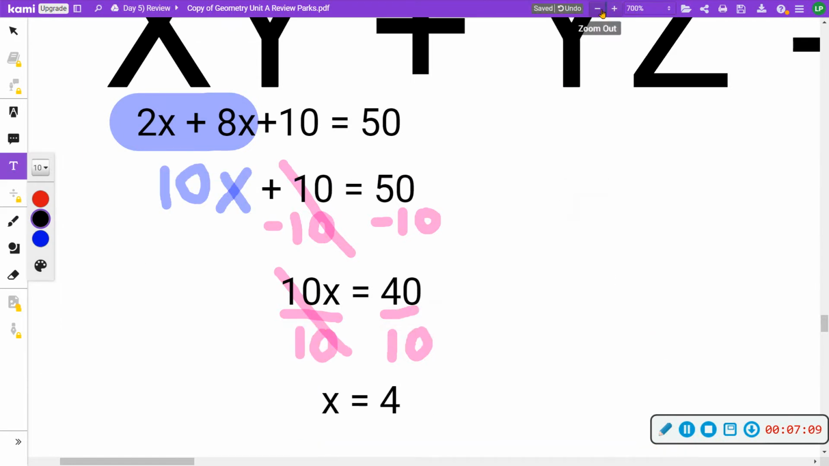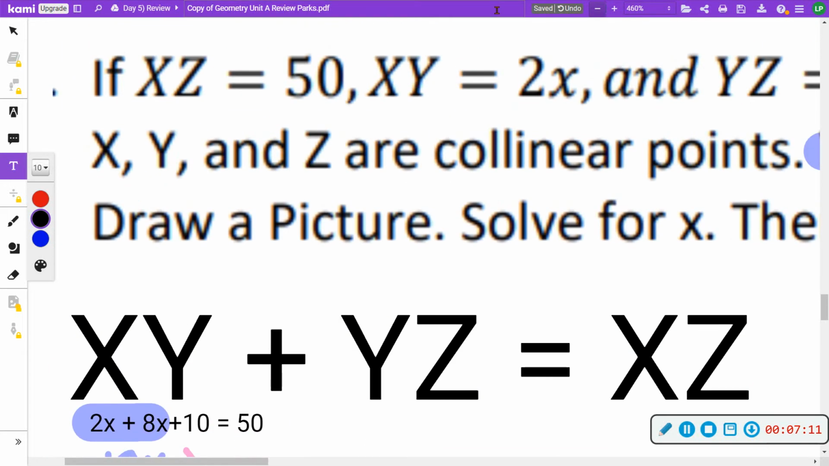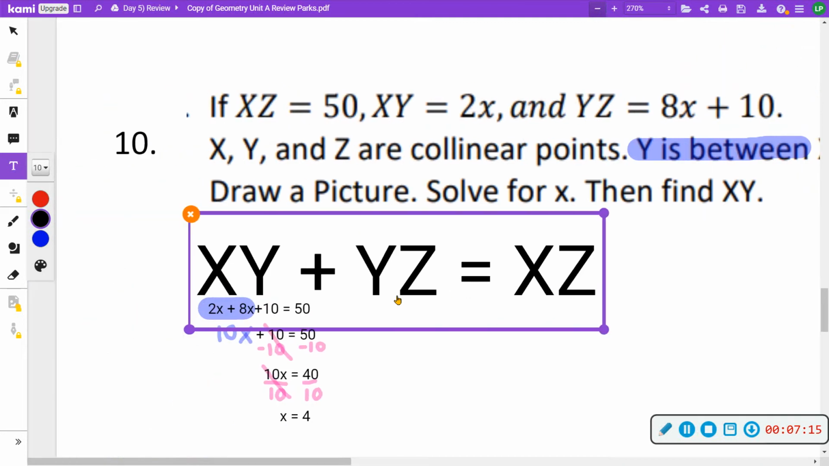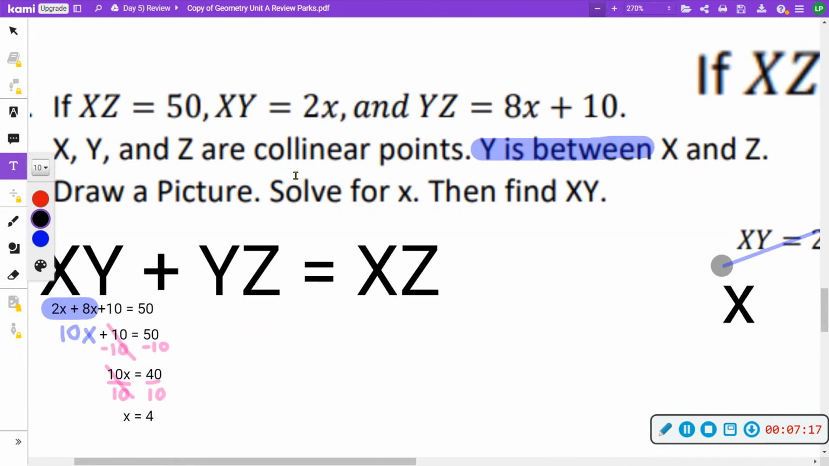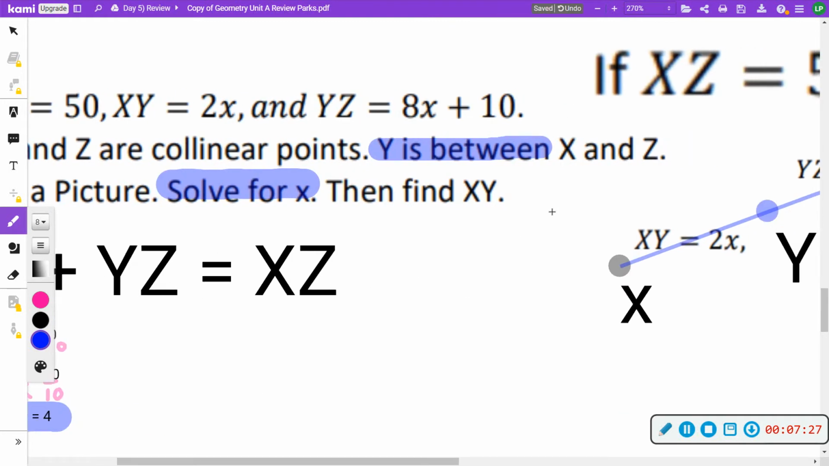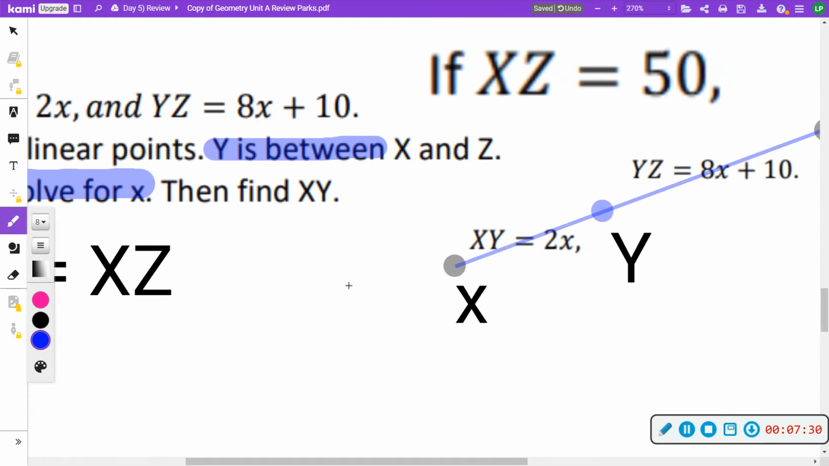Did they ask me for x? Let's go see. Solve for x, okay. So for this part of the question, I got x is 4. I got that part now. But now they want me to find XY. They want me to find the distance from X to Y.